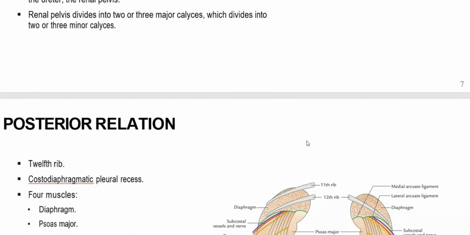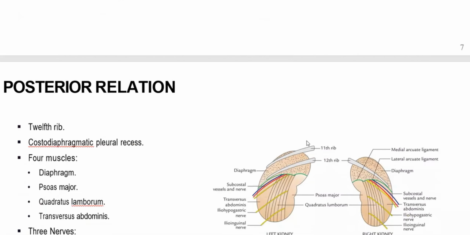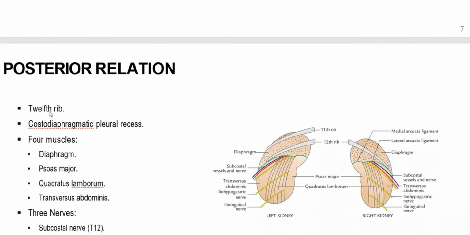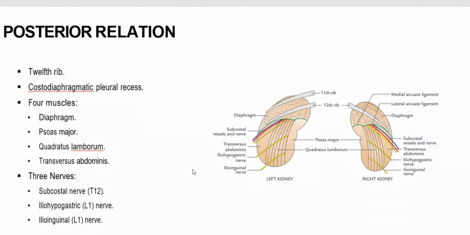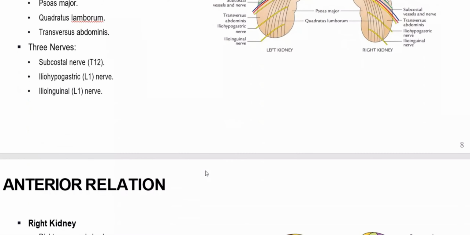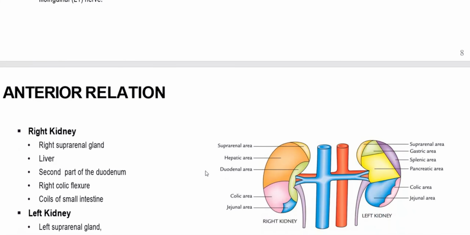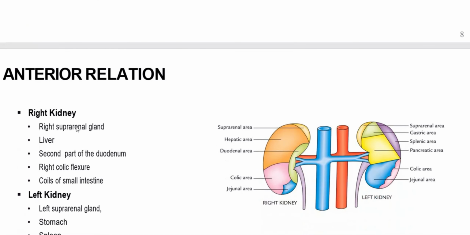Now, the posterior relations: if you look at the kidney posteriorly, there is the 12th rib, four important muscles, the diaphragm, and also three important nerves, T12 and lumbar one, in the posterior relation. In the anterior relations, the right kidney is related to the right suprarenal gland, liver, and also coils of the small intestine.